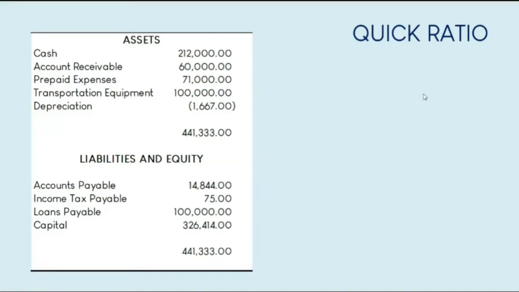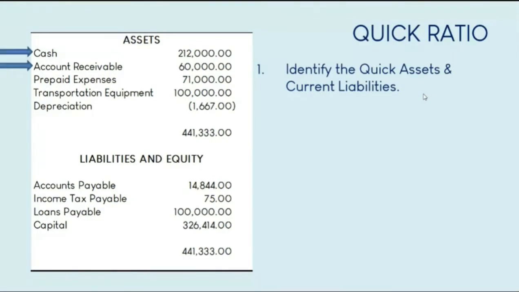So can you identify which accounts in this are the quick assets? Cash. Accounts receivable. Okay, we have cash and we have accounts receivable. So for our current liabilities, it's still the same. Accounts payable and income tax payable.